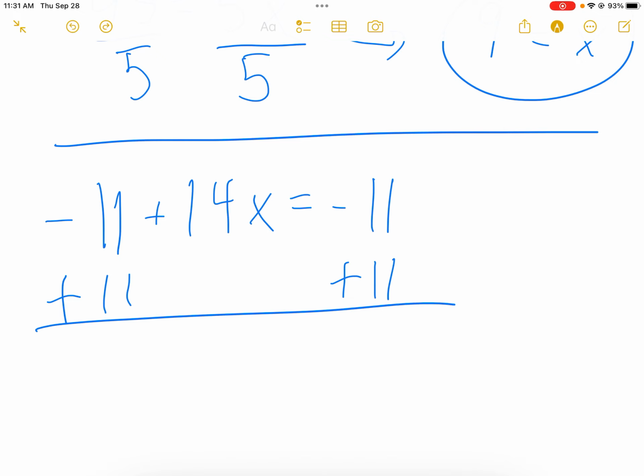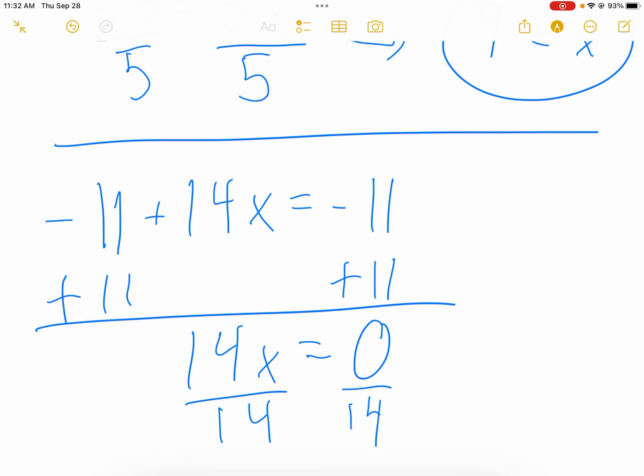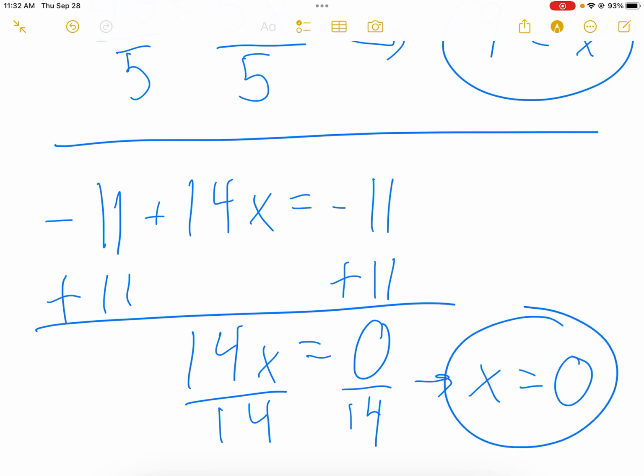0, and you get 14x equals negative plus positive, same amount, that's 0. Divide both sides by 14, or just think, hey, if 14 times something is 0, then that thing better be 0. X is 0.